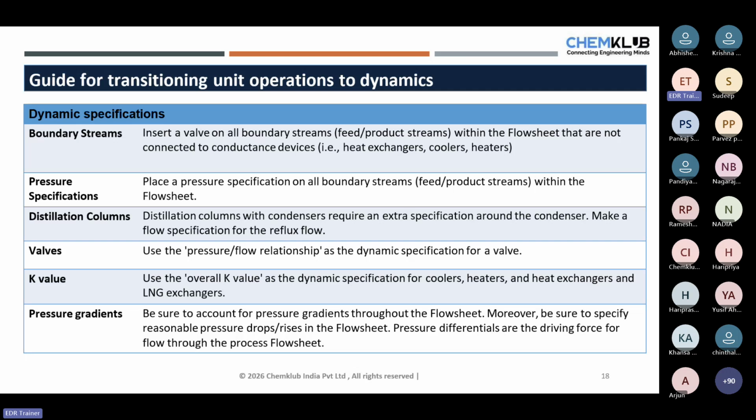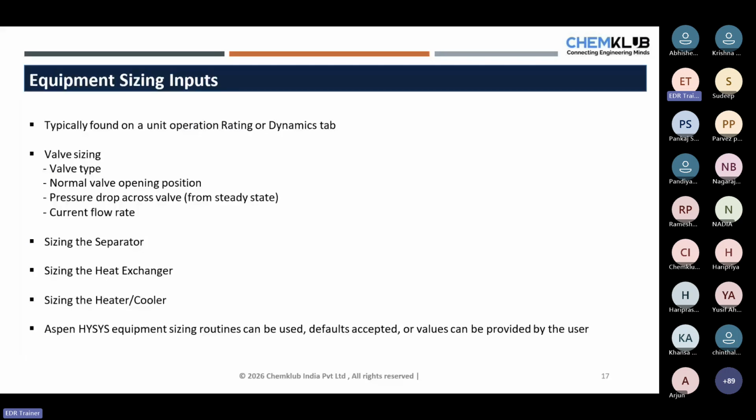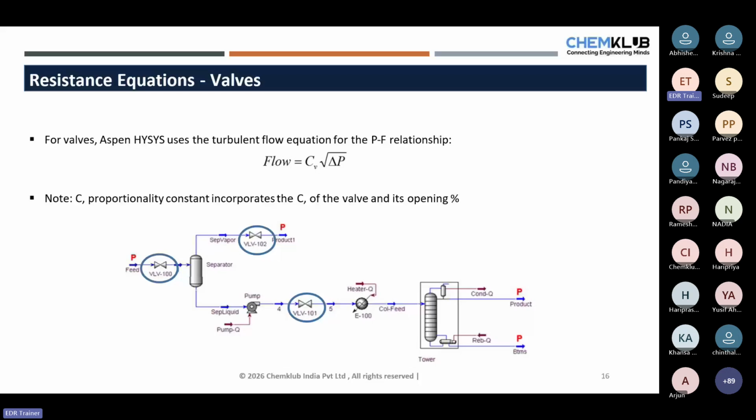Boundary streams: insert valves or boundary streams where necessary. This creates proper pressure flow relationships. So boundary streams are the ones which we should be providing with the valves. Basically the valve cuts out that particular segment which we want to study under dynamic simulation. So you can see here, there's a valve, and we have to consider what the battery limit conditions are.